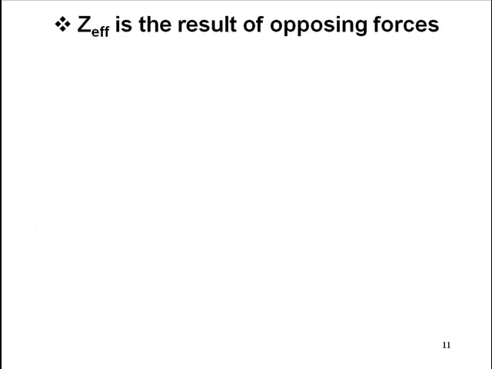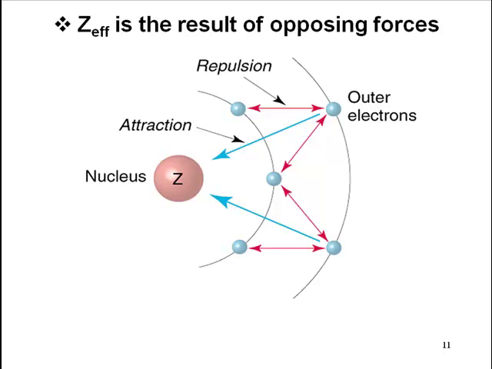ZF is the result of opposing forces. So we've got the nucleus, we've got attraction between all of the electrons and the nucleus, right? They're all being attracted. But the outer electrons are being repelled by the inner electrons. The inner electrons have a negative charge. The outer electrons have a negative charge. Like charges repel, and the negative repels some. Since it repels some, it cancels out some of the attraction of the nucleus. So that is what happens with shielding. You don't have as much charge on those outer electrons, not as much attraction to the nucleus.